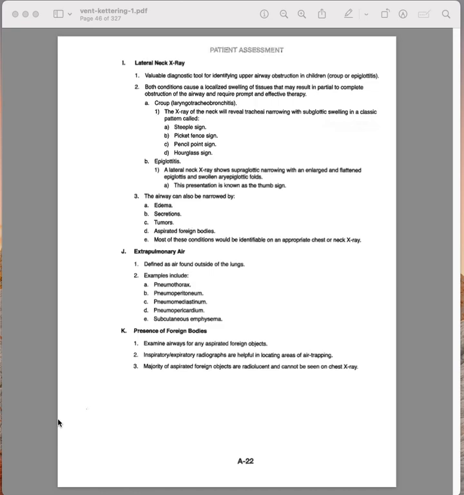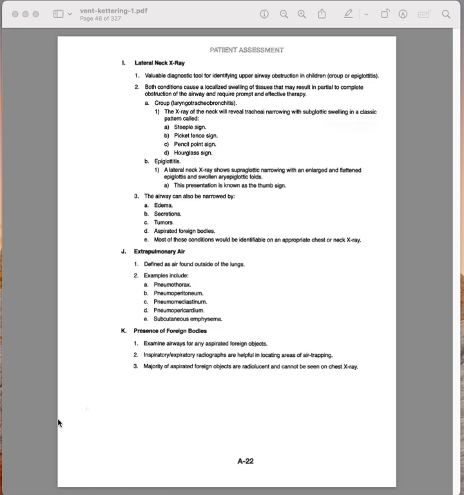The airway can be narrowed by edema, secretions, tumors, and aspirated foreign bodies. Most of these conditions would be identified on an appropriate chest or neck X-ray.